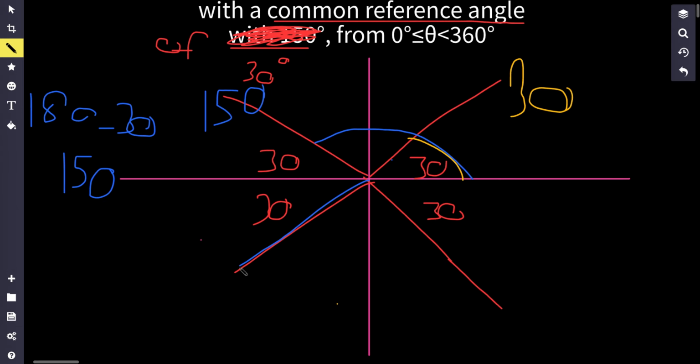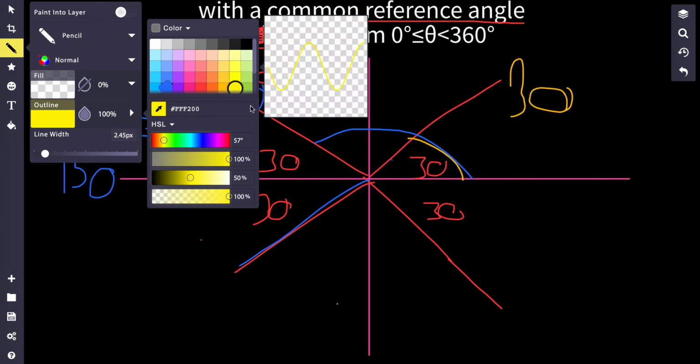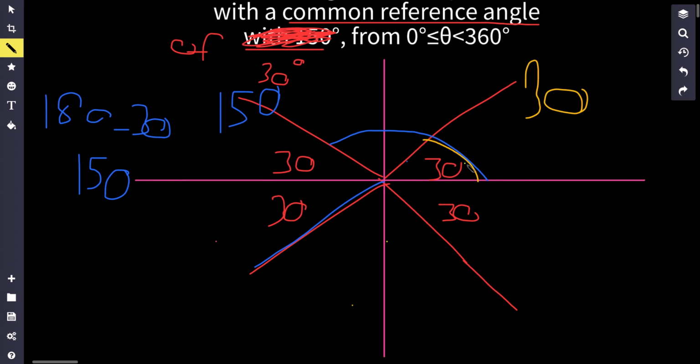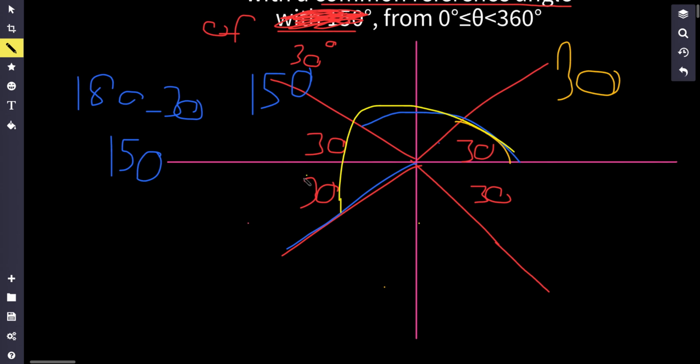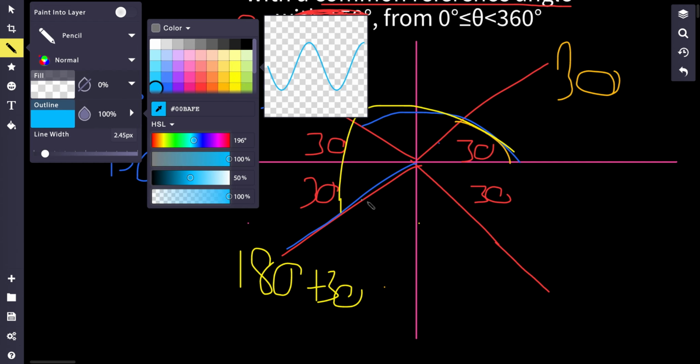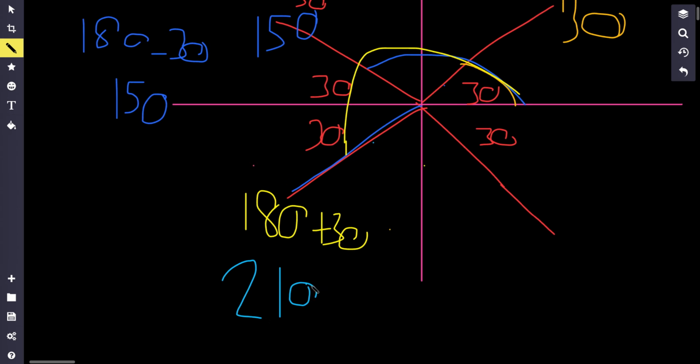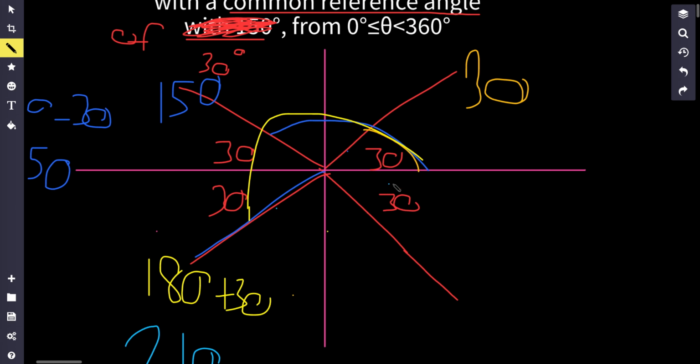For quadrant 3, we're talking about this angle right over here. To find it, all we have to do is take 180 degrees and add on 30 degrees. Notice how this right over here is 180 degrees, and this is 30 degrees. If we add these two angles up, we get this whole entire angle, which in this case is 210.